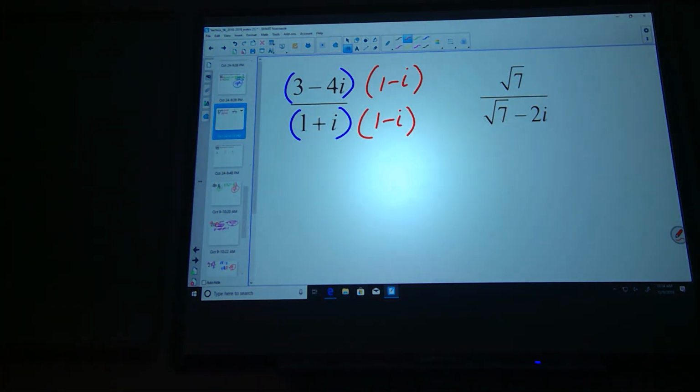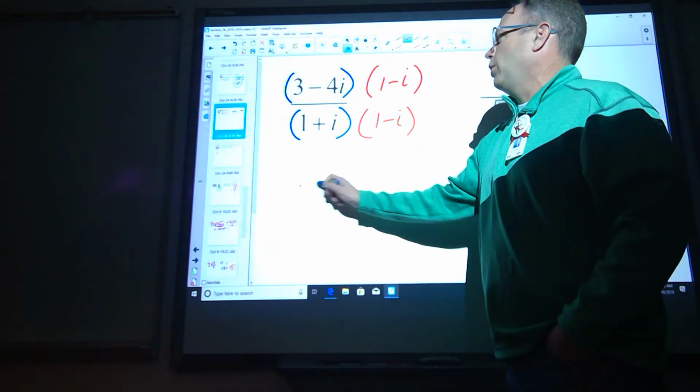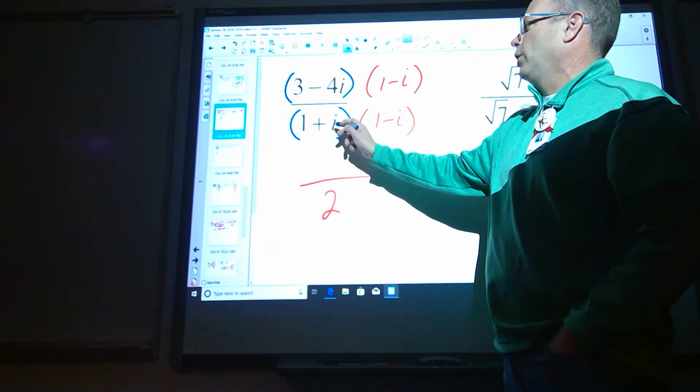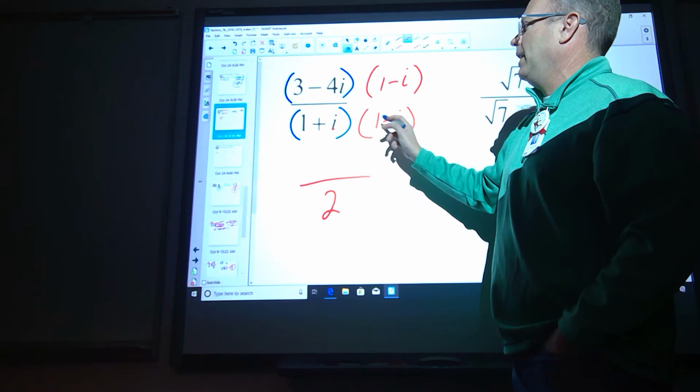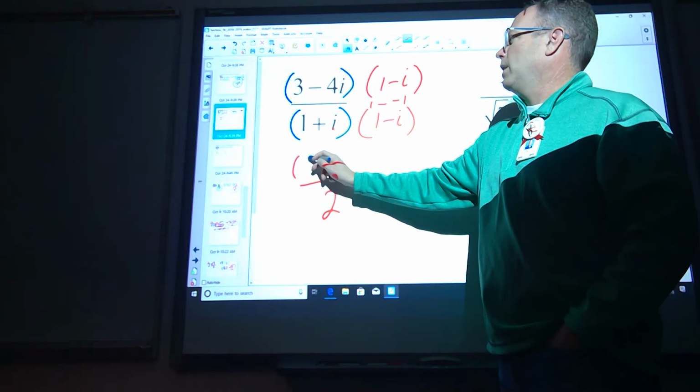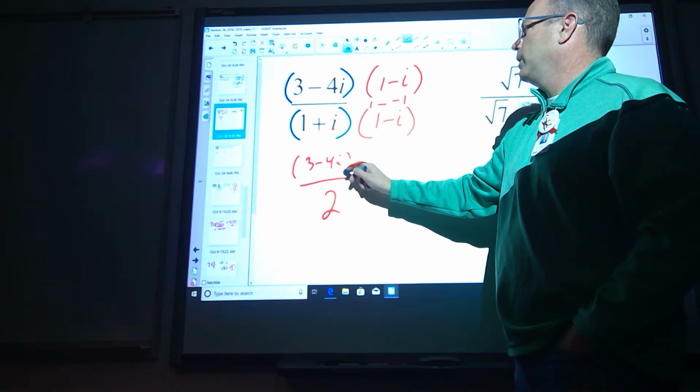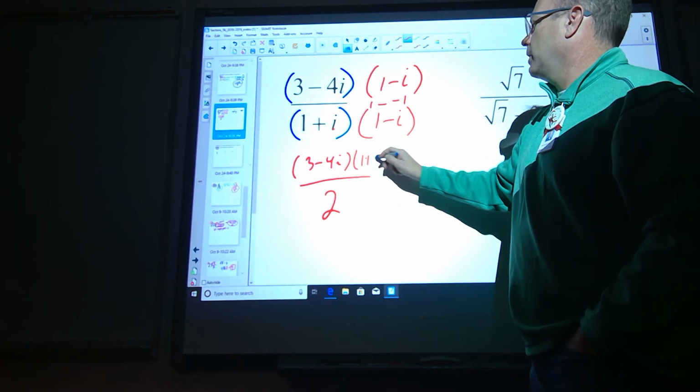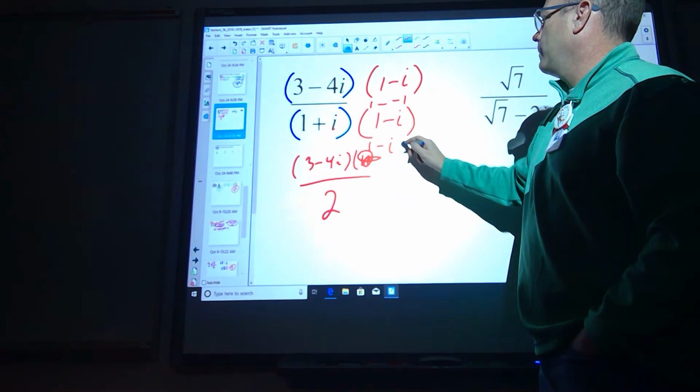All right. Everyone okay with that? Multiply it out. What's going to happen on the bottom? Cancel it out. So whatever this multiplies out to, the whole thing will become over 2. Why is it over 2? Because i times i is -1, and then I get 1 minus -1, which is 2. And then whatever this multiplied out to, oops, that's a -1 minus i.